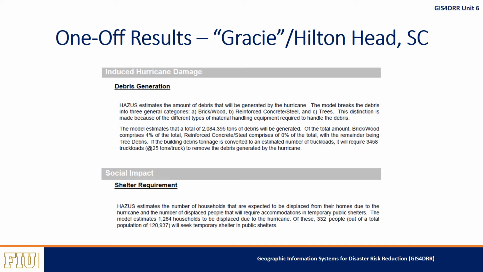HAZUS populates boilerplate paragraphs like those in this slide with numbers conveying modeled estimates. In this case, they expect there to be 3,438 truckloads of debris, 96% of which will be tree debris. They also expect there to be 332 people in need of temporary shelter. The result of an event-specific study like this provides a single set of numbers that can be used to raise awareness of risk and open people's eyes. But to really make a difference, we'll have to go a bit further.